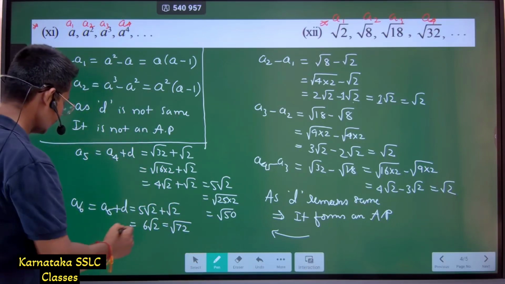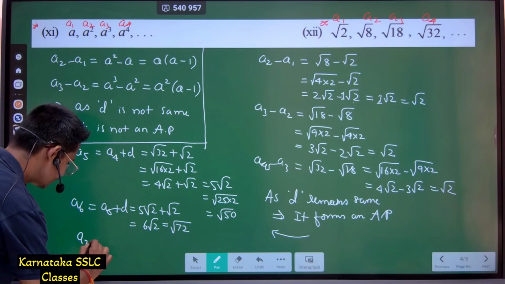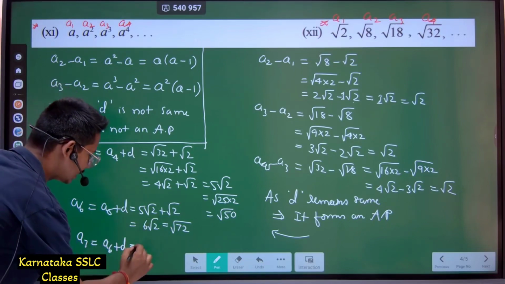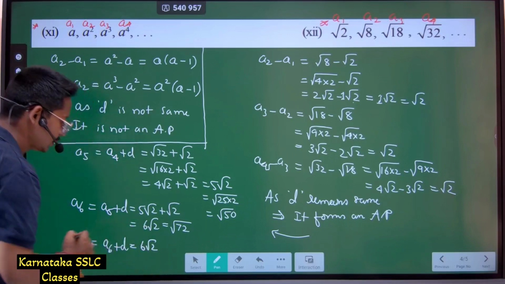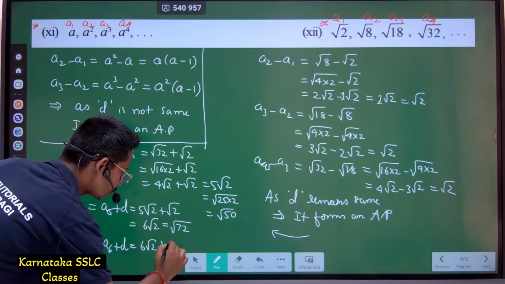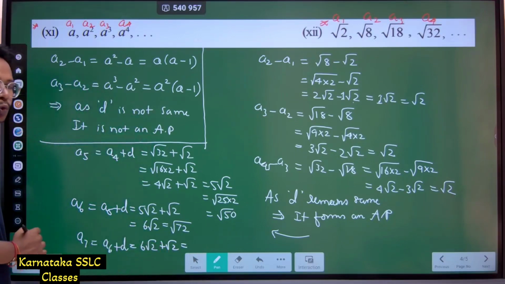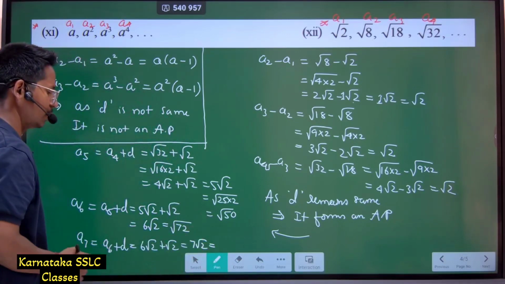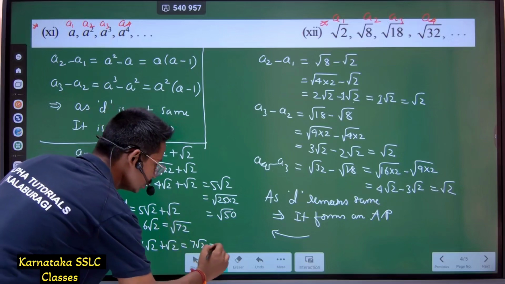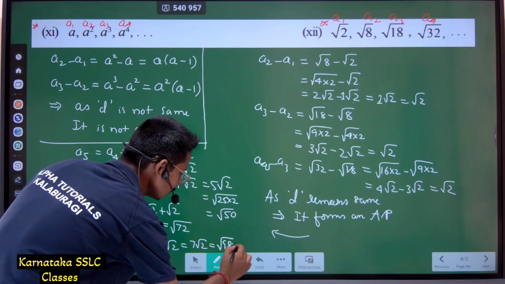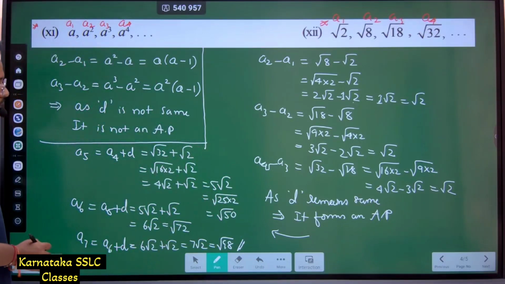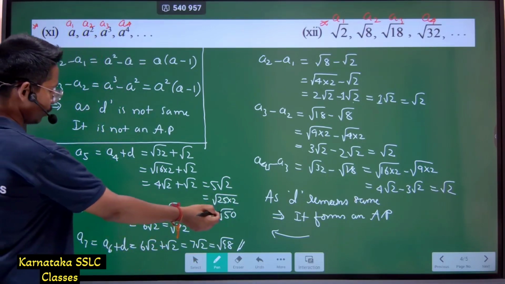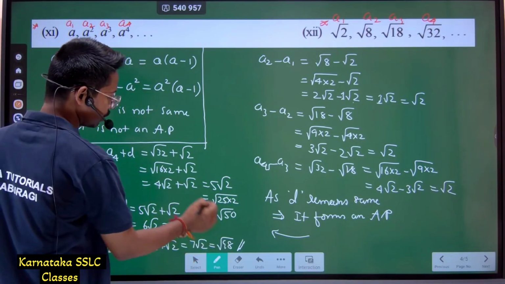Okay, finally A7. Yes, try A7. So it is A6 plus D. A6 I'll write as 6 root 2 from the previous term, plus root 2. So again 6 root 2 plus 1 root 2, 7 root 2. If I take it inside the root, it is 49, and into 2 you are going to get root 98. Okay, so these are the next three terms: root 50, root 72 and root 98.